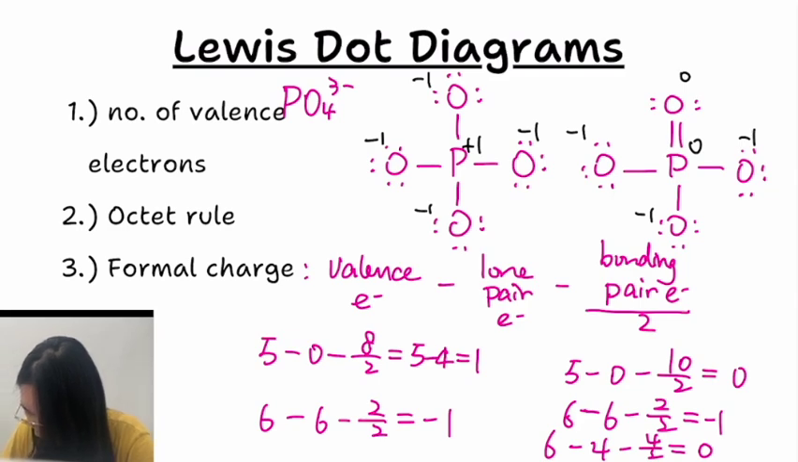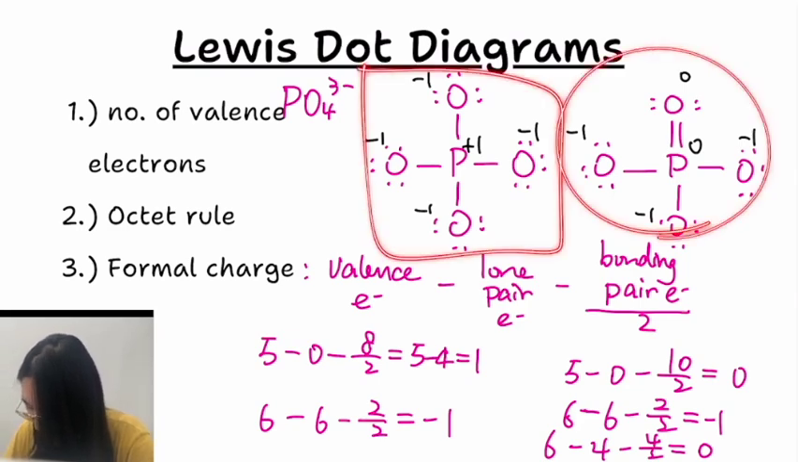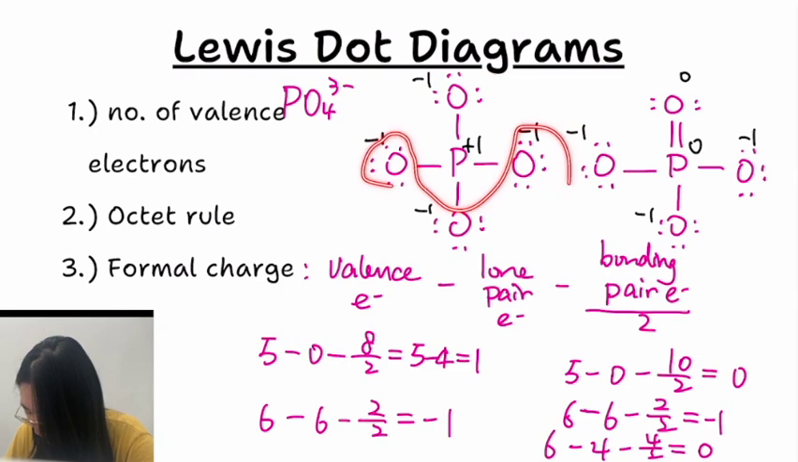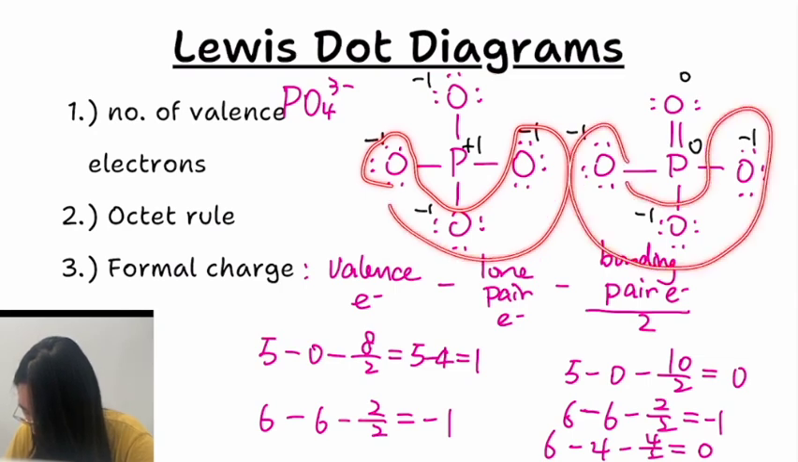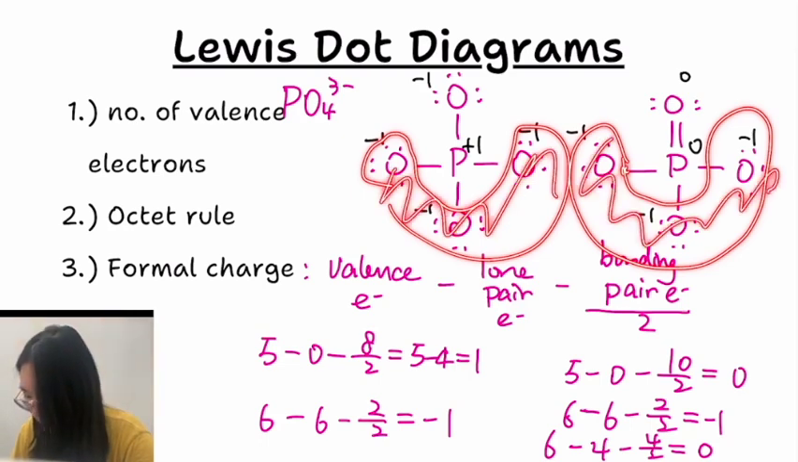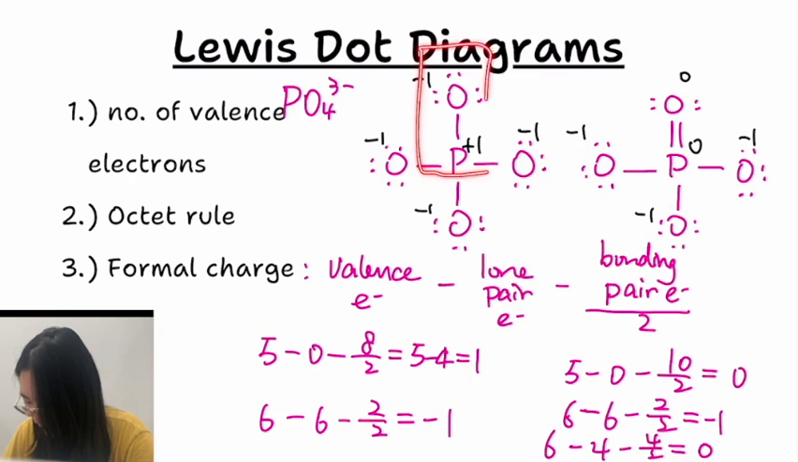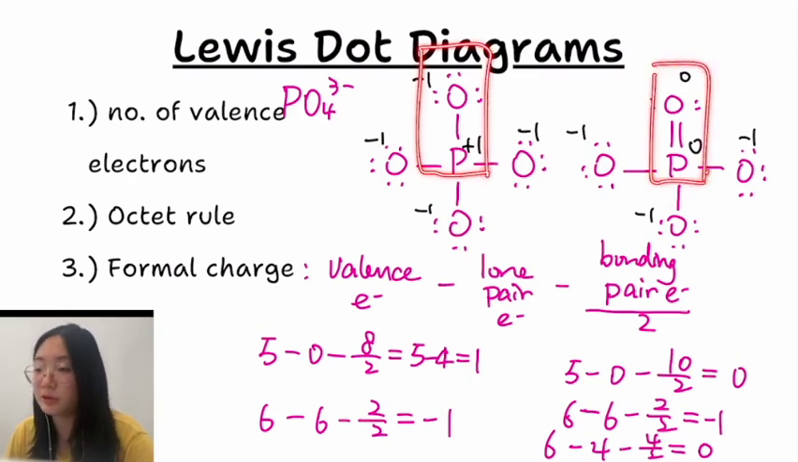Okay, so now let's try to compare these two Lewis-dot diagram. So these 3 oxygens surrounding phosphorus, they carry exactly the same formal charge, so we don't even have to consider them. We only need to take a look at the phosphorus, the central atom, and then the oxygen on top of it. Okay, so on the left Lewis-dot diagram, phosphorus carries positive 1 charge and oxygen carries negative 1 charge. On the right, both carries charge of 0.